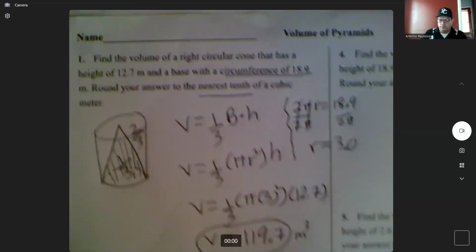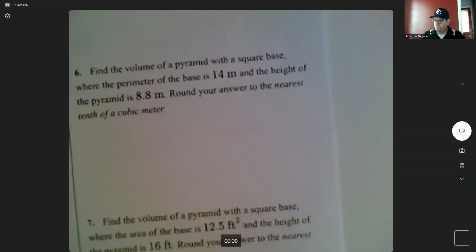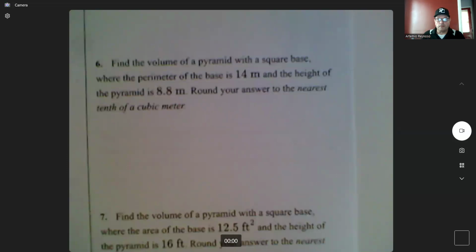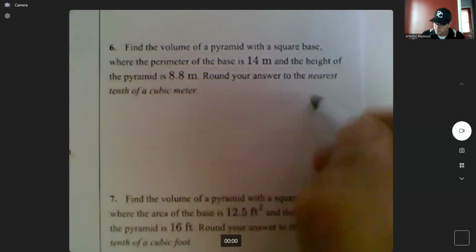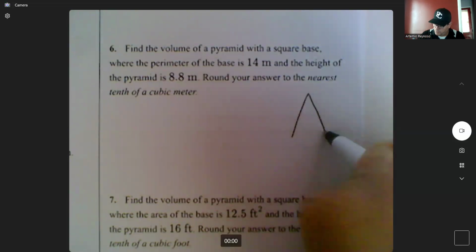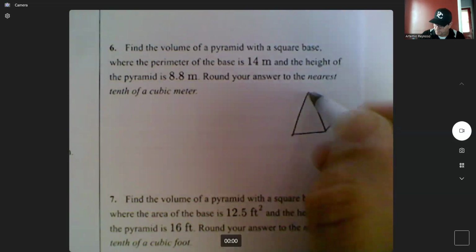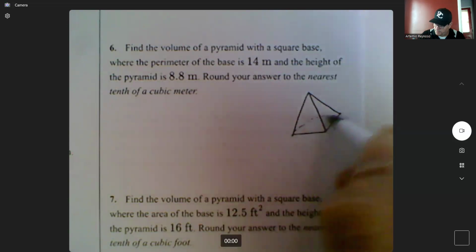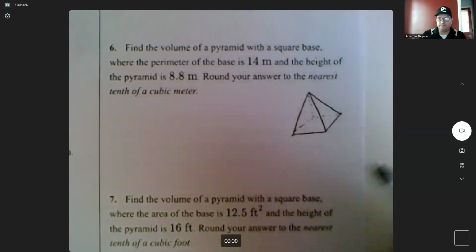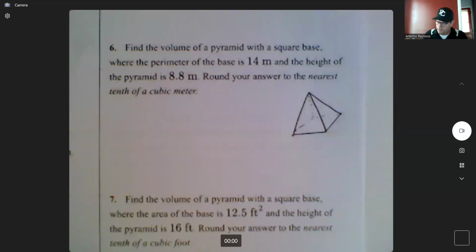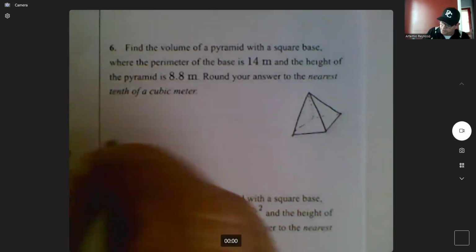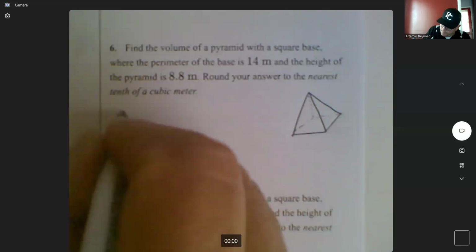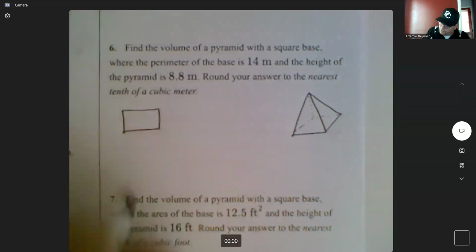The second problem that I will cover will be number 6. Here it says, find the volume of the pyramid with square base. I will try my best to draw it. Do a little lining here, guys. Kind of invisible. So here we get a square base where the perimeter is 14.